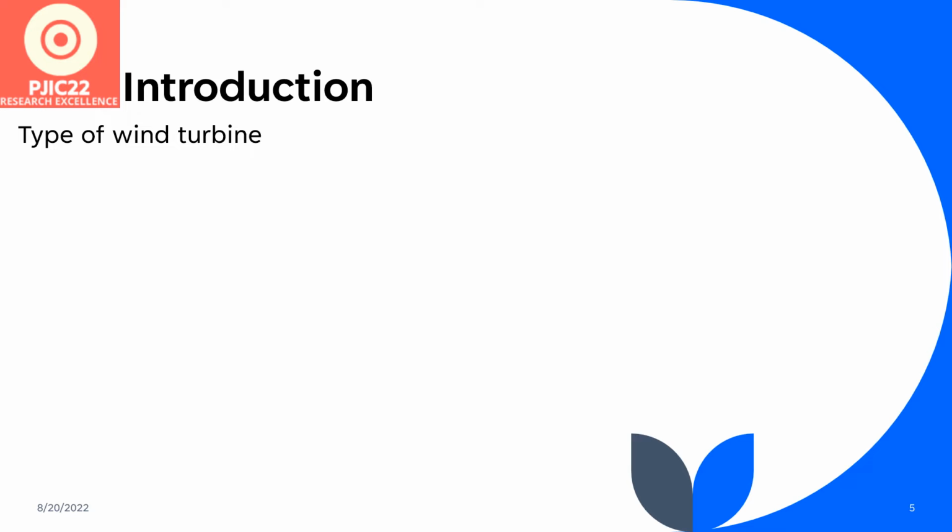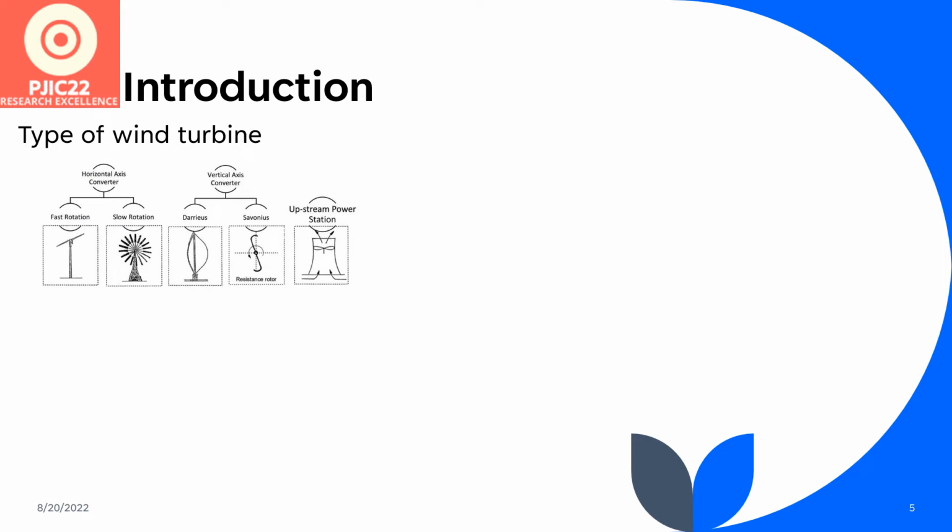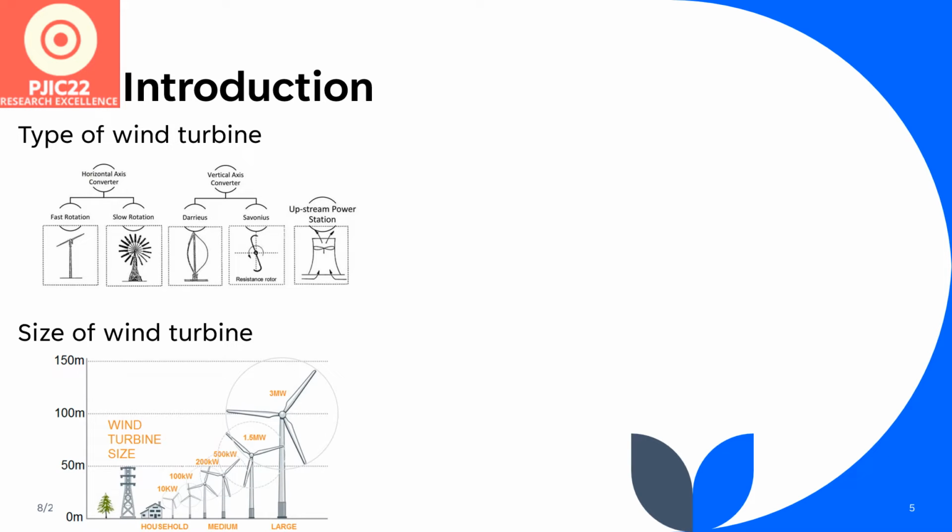There are two types of wind turbine depending on their axis, which is horizontal axis wind turbine and vertical axis wind turbine. Wind turbine has various sizes depending on its applications. Small wind turbine can be used as distributed generation for on-site application, while larger wind turbines are used in wind farms.